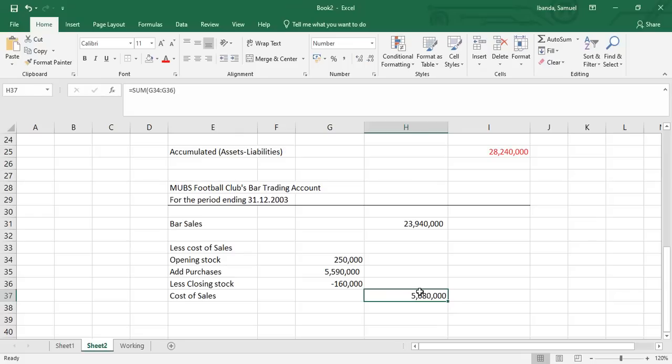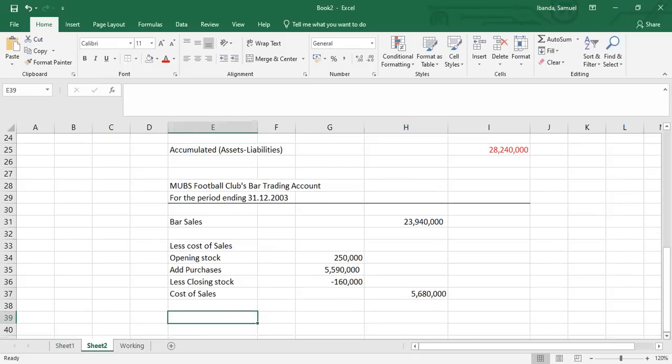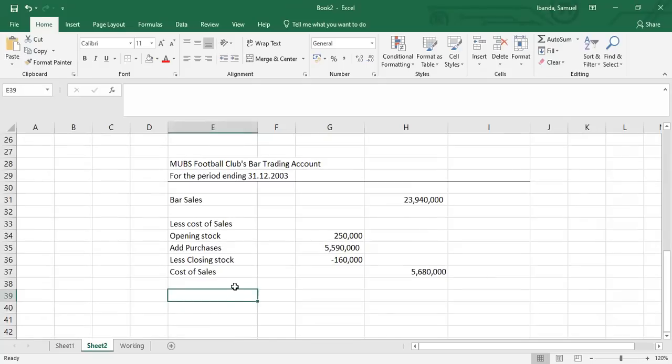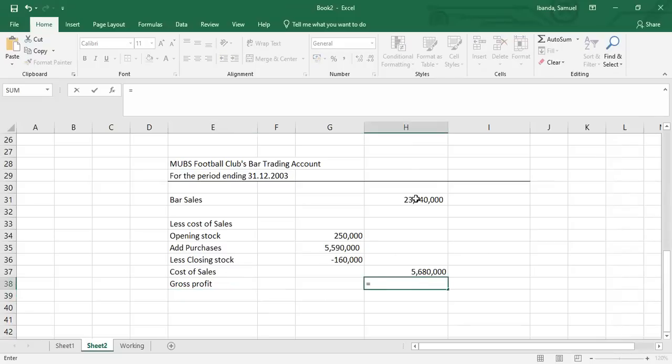Now, once I have that, I can go ahead to get my gross profit. I can get my gross profit or gross loss, depending, but this time it's a profit, which is the 23 minus the 560, which gets me to 18,260,000. That is my gross profit.